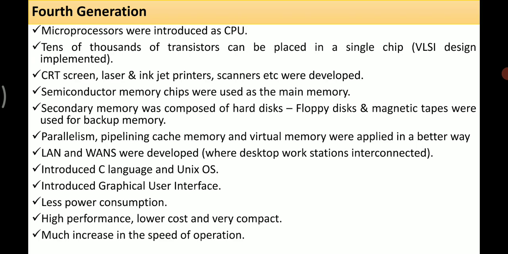Even the C language and the Unix OS were introduced during this period, and there was a graphic user interface. The power consumption was very low, and it had a higher performance. There was a lower cost, and it was very compact. So the performance is high, the cost is low, it consumes less power, and it is very compact. There was also a much greater increase in the speed of operation.